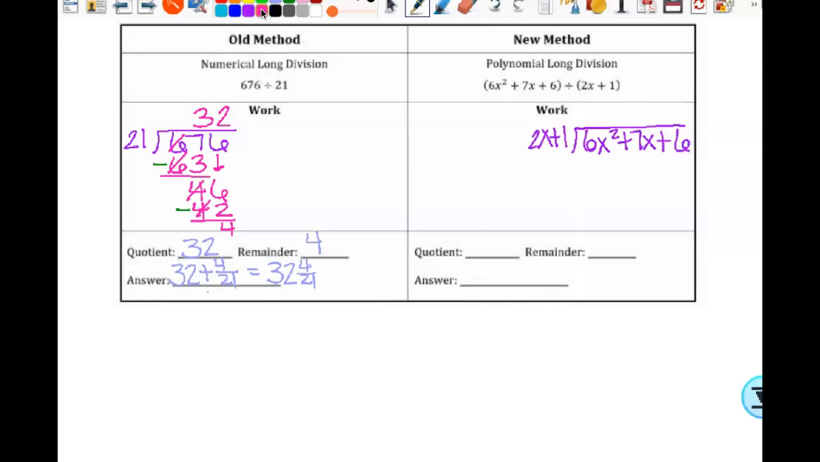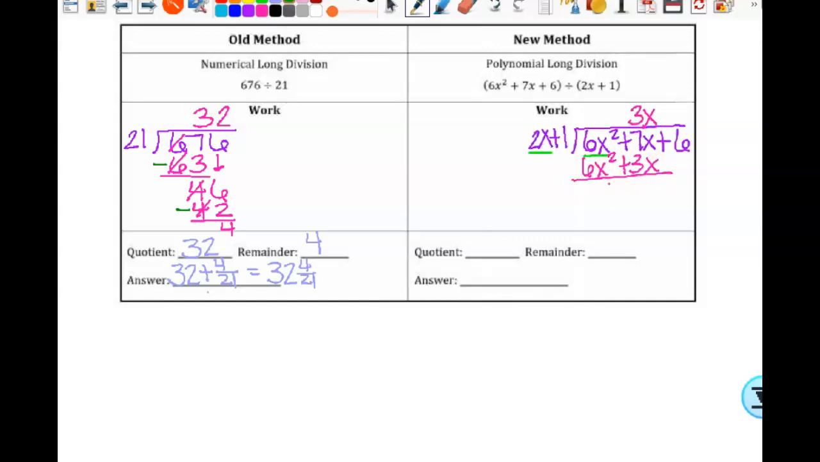So what's different is, over here, I took the entire 67 and divided it by the entire 21. But those are just kind of one-term things. Over here, that's not what's happening. Over here, I take this first term and divide it by that first term. So I take 6x squared divided by 2x. What does that give me? 3x. And that goes above my x term. Where you line it up is important. Multiply it back out: 6x squared plus 3x.